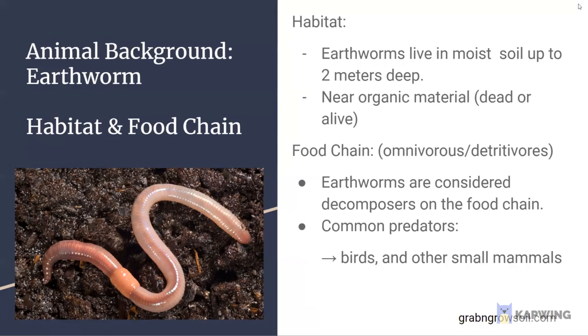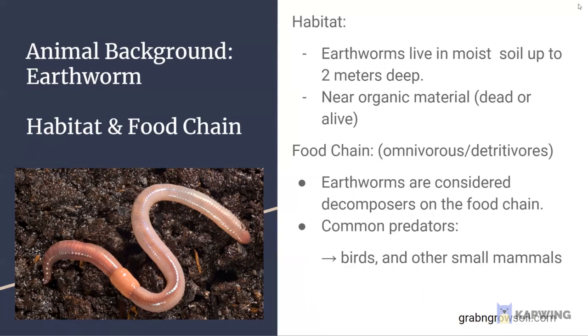Earthworms could be described as omnivores because they consume both plants and animals, but more accurately, they are detritivores because they consume decaying plant and animal matter. On the food chain, earthworms are considered decomposers. They consume both dead and living organic matter found in soil.